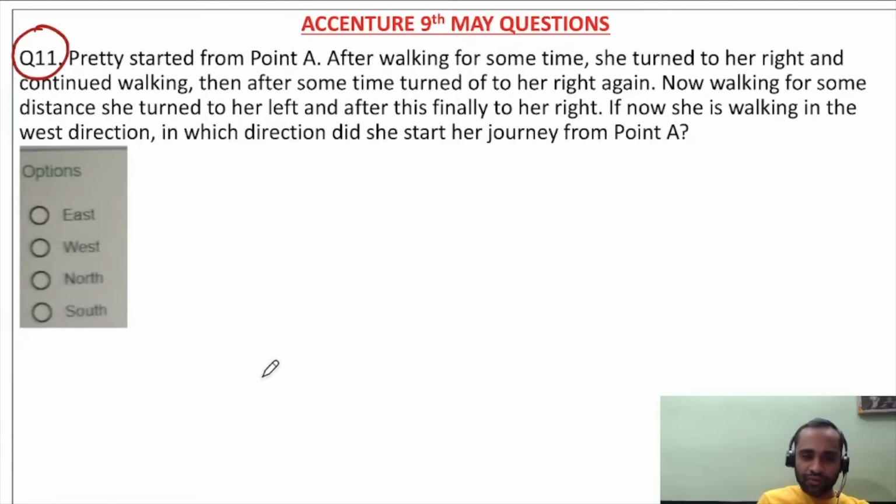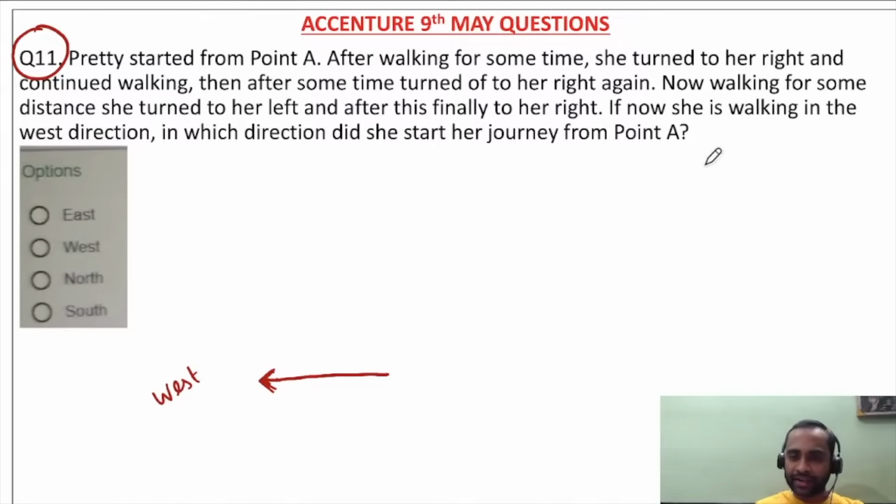Now if we try to see, finally her direction is west. So basically we have to trace it back, right? So this is a little tricky question. Okay. So this is literally a little tricky question.